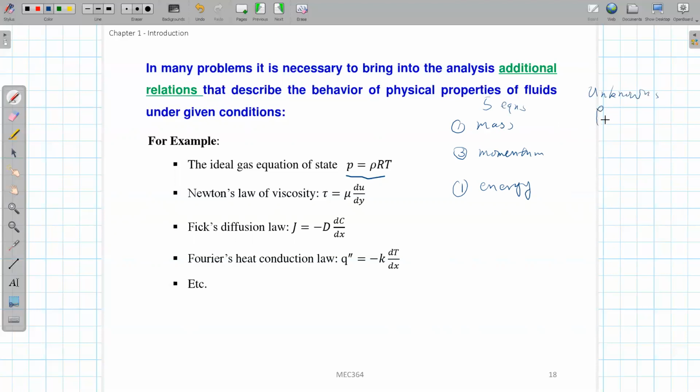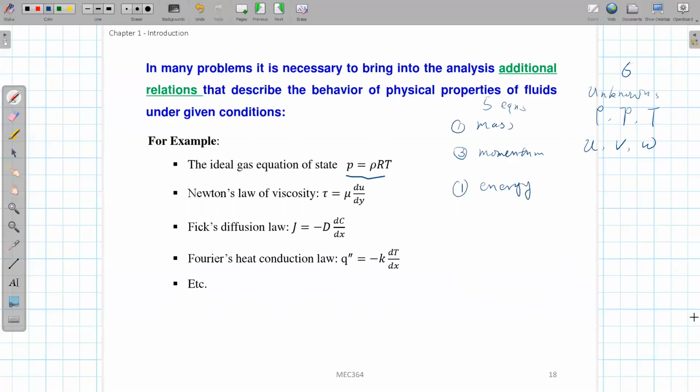We do not know rho, right? We want to solve for the fluid density. We do not know P. We do not know T, temperature. These are the 3 fundamental thermodynamic state properties. We also do not know U, the velocity in the 3 directions. So we will have 6 unknowns. This means the number of unknowns is more than the number of available equations. So we are not able to solve these 5 governing equations directly to get all 6 unknowns.